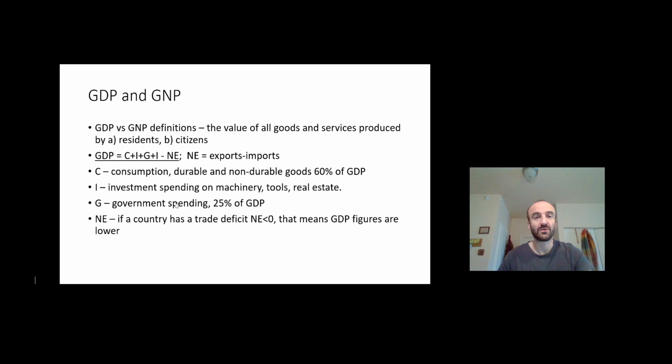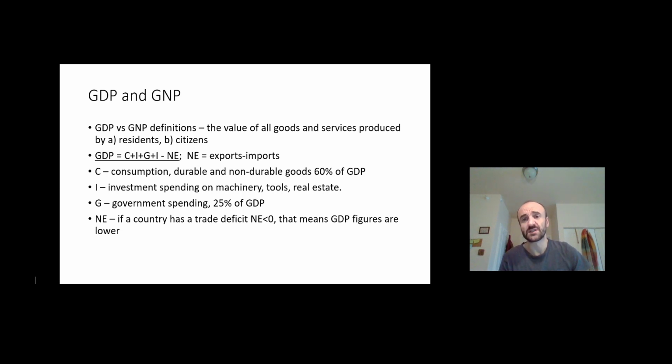C plus I plus G, forget about the second I, that's a mistake, minus net exports. I'll explain what that is in a moment. So C is consumption or consumer spending. So 60 to 65% of everything, of total spending in any given economy, is actually consumer spending on durable and non-durable consumer goods. What is the difference between durable and non-durable consumer goods? For example, cars or apartments would be durable goods, whereas food and clothing and gasoline would be non-durable goods.